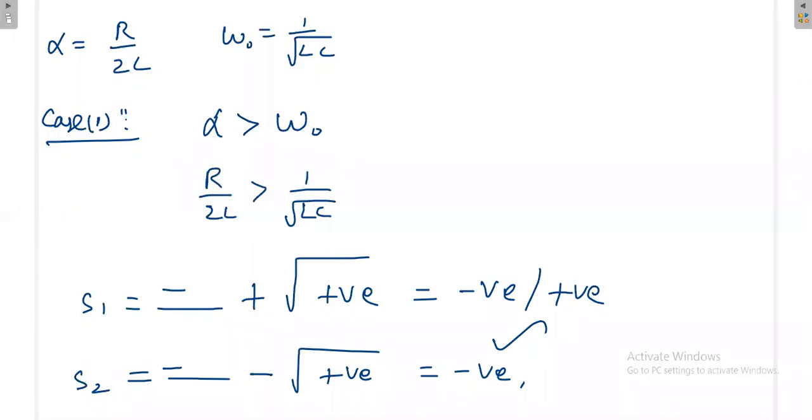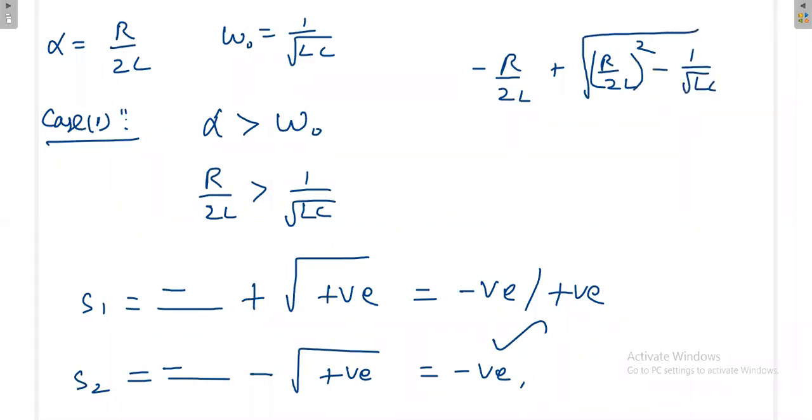See, this is minus R by 2L, plus the square root of (R by 2L) whole square minus 1 by LC. What could be this value? Our assumption is R by 2L is greater than omega naught, so this is more than this one. Is it negative or positive finally?